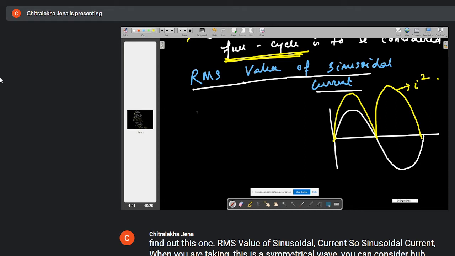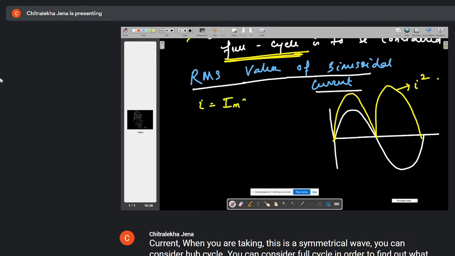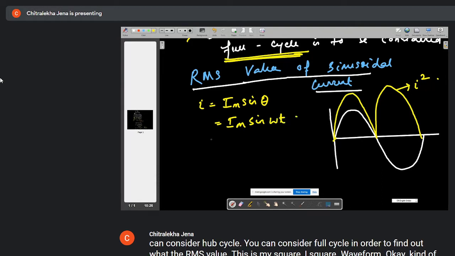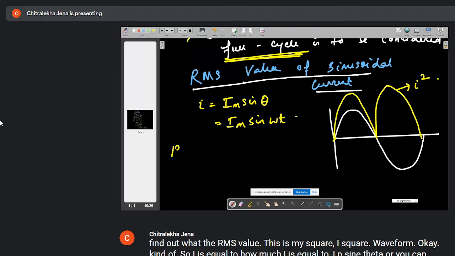Find out. So I is equal to Im sine theta, or you can take Im sine omega t. So what is the formula for the RMS value? Tell me. RMS value, what is the formula? Tell me.